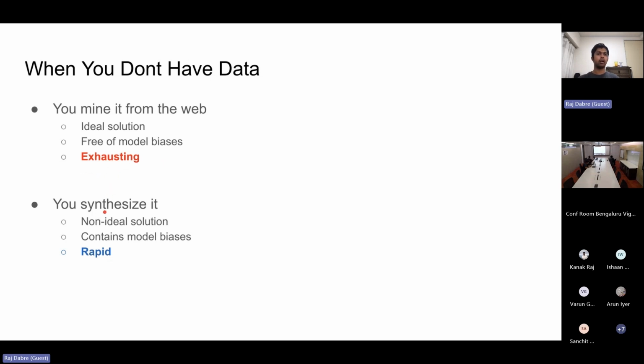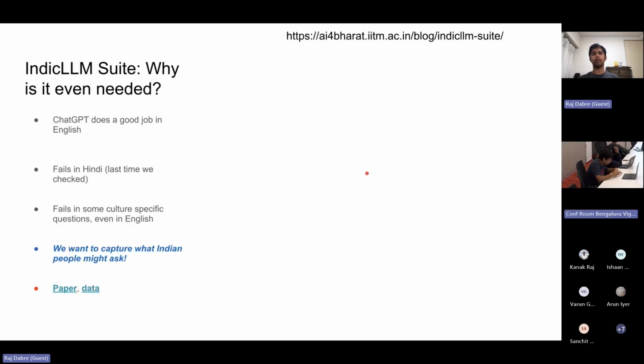We tried doing it. The other thing is you can synthesize it. This is a non-ideal solution because it will contain model biases. But the advantage is that you can rapidly inflate from 0 to several hundreds of billions of tokens in a matter of a few weeks. And later you'll see that synthetic data is actually not that bad. So you have two options, and you have to take a balance between them.